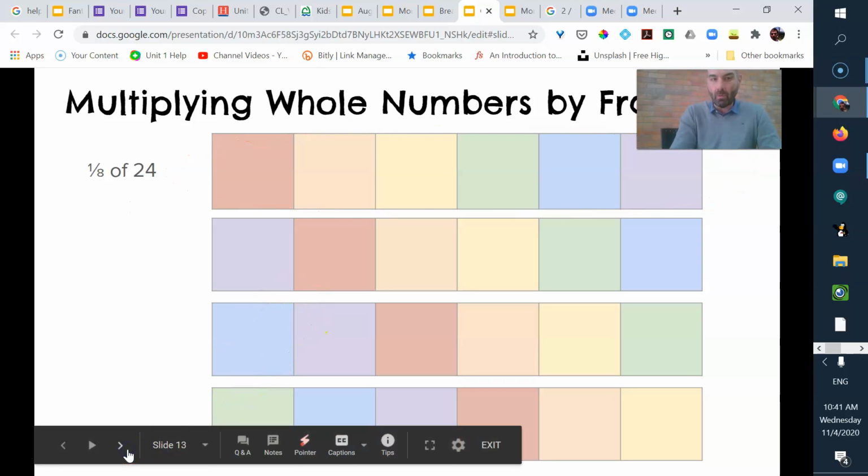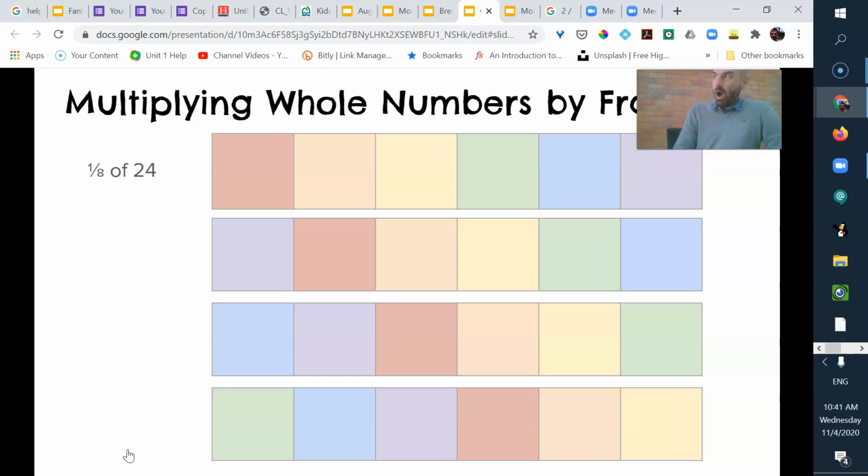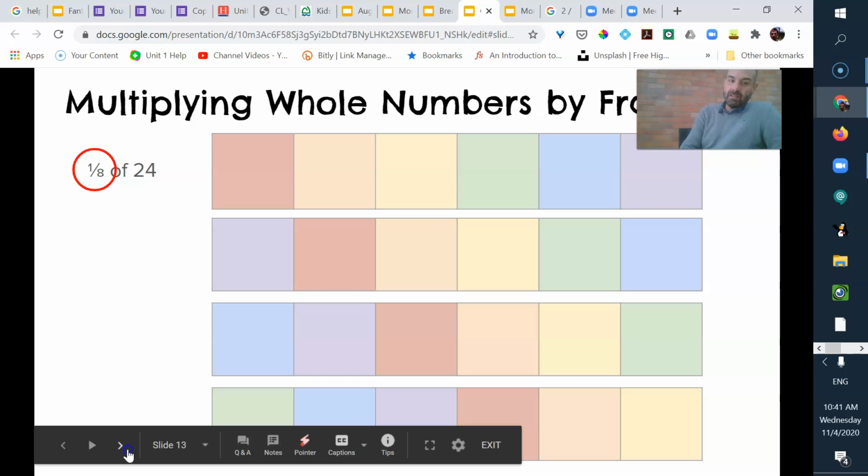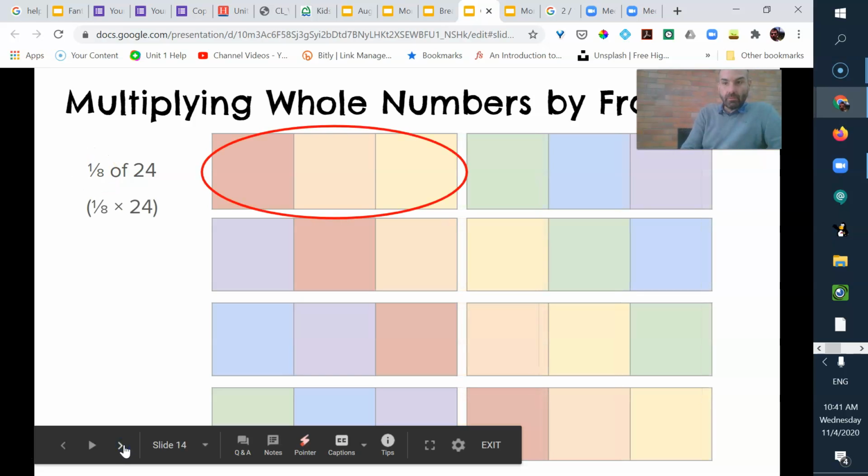All right, now we know what 1/4 is. How do we know what 1/8 is? Yes, 1/8 is half of 1/4. So if we know that 1/2 is 12, 1/4 is 6, that means 1/8 is, you guessed it, 3. Here you go, 1/8 is 3.